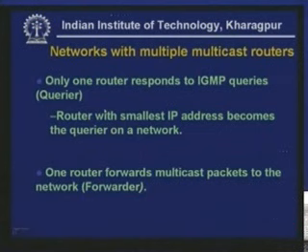So what I was saying is that if there are multiple multicasting routers, if a network happens to be so constituted that there are two routers connected to it and both of them support multicasting, in that case only one router will actually do the querying. So out of these two routers, whichever has the smaller IP address, that is the one which will do the querying.